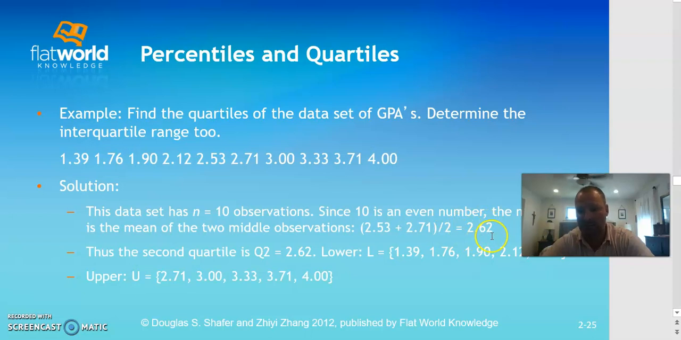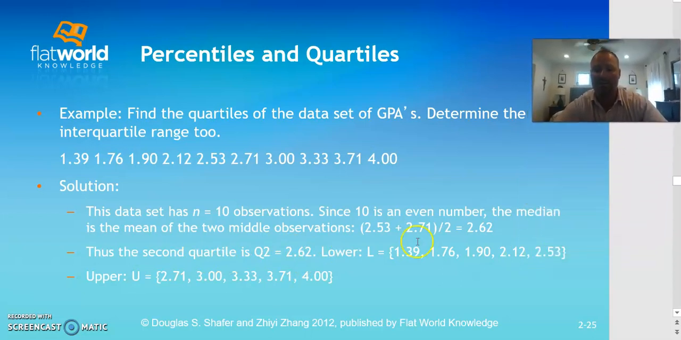So it's 2.62, add and divide by 2. Thus, the second quartile Q2 is 2.62. Once you have that middle value, then you can go ahead and find the lower and the upper. So the lower and the upper. This would be the lower grouping. This would be the upper grouping. And know that the ends on that, the 2.17 and the 2.53, is what you added together and divided by 2 in order to get the median value.